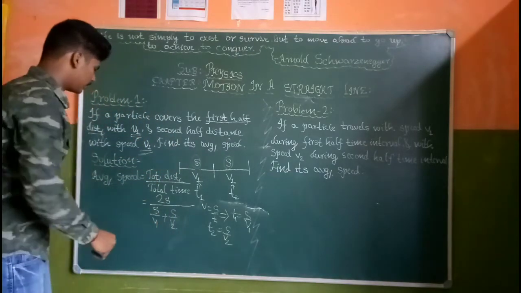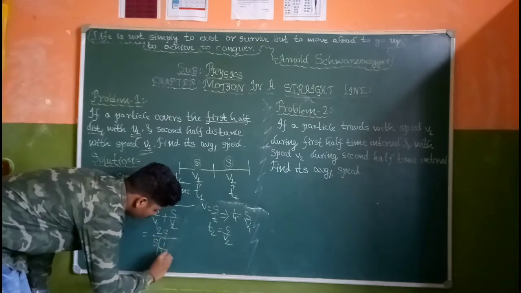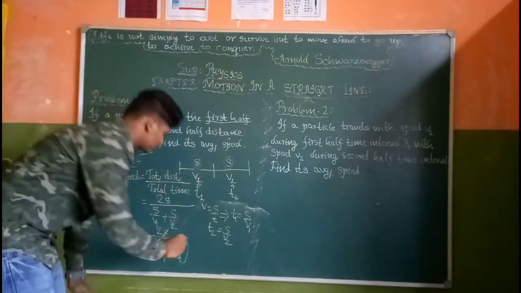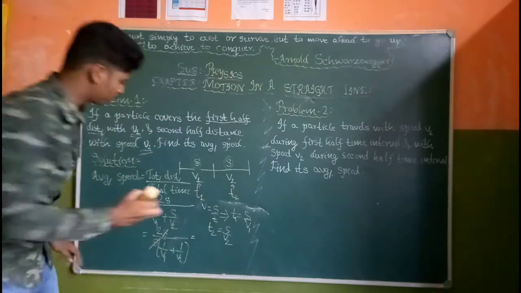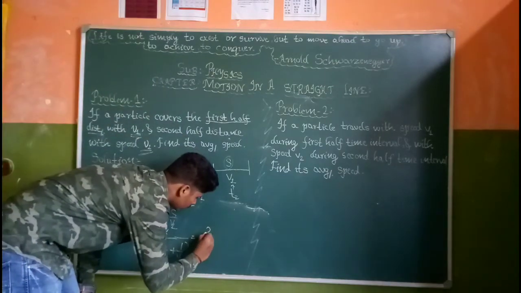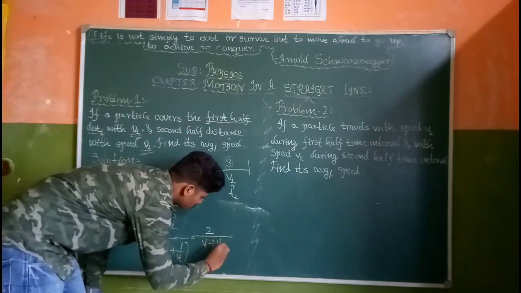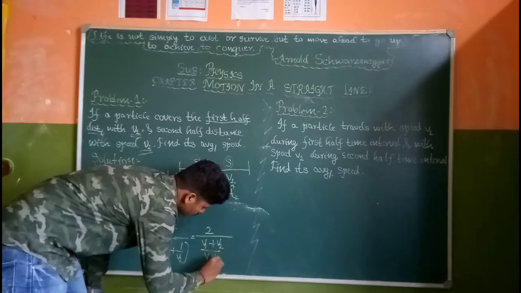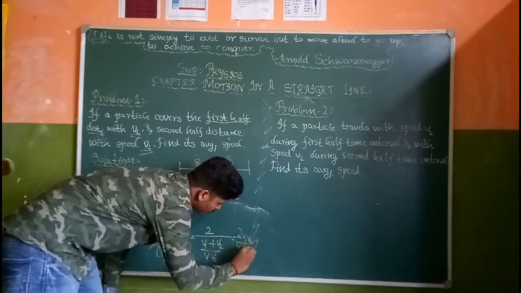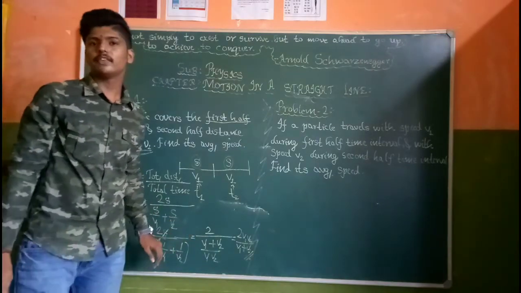You take s common: 2s by s into 1 by v1 plus 1 by v2. So s and s will be cancelled. Now 2 by, we take LCM as v1 v2, that is v1 plus v2 by v1 v2. So the average speed will be 2 v1 v2 by v1 plus v2. I hope you are clear with this. When they are asking you the problems, they will give you the values.